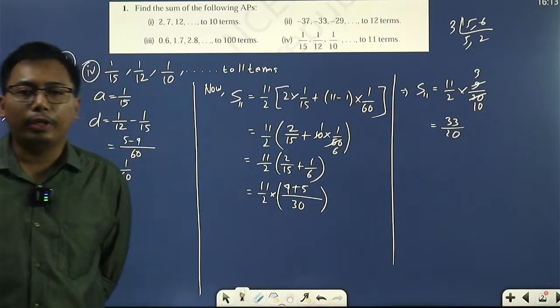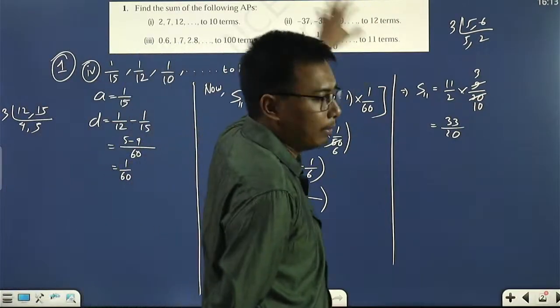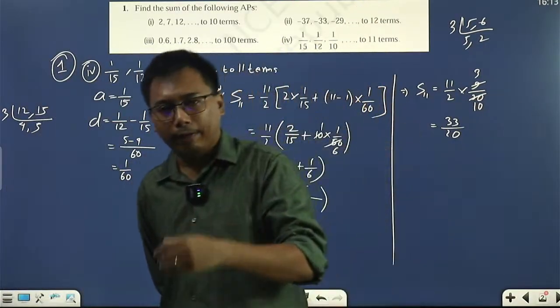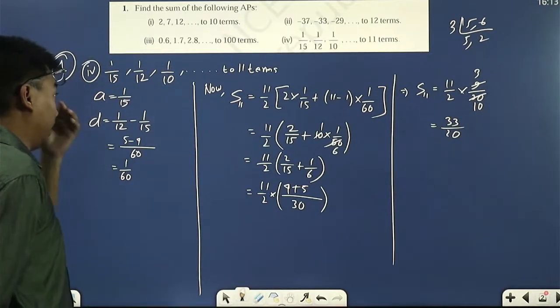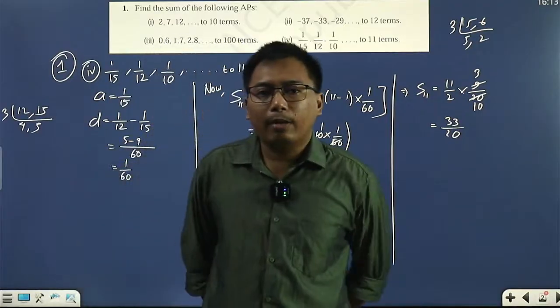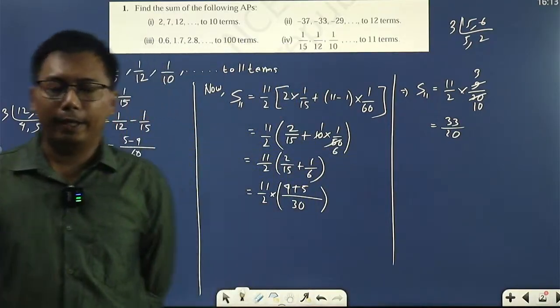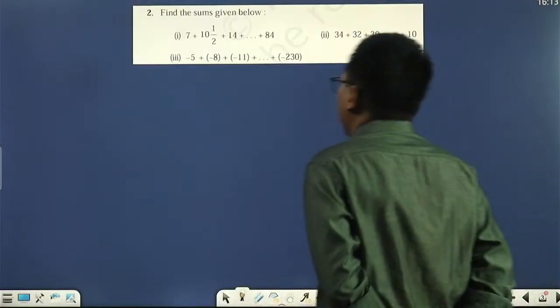So that's how we solve this kind of problem. If we don't have the last term, just the number of terms is given, we will find Sn using the first formula, which is Sn is equal to n by 2 into 2a plus n minus 1 d. All right, let's proceed to our question number 2.